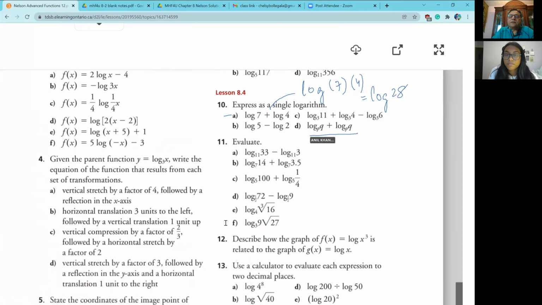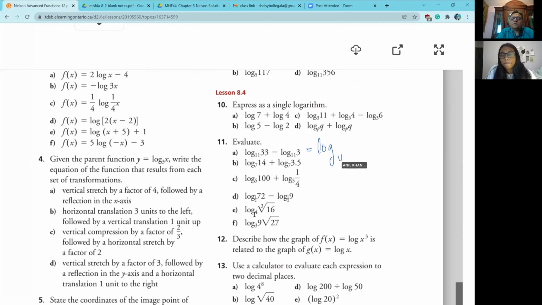Do this. General: log to the base p of q plus log to the base p of q. You'll multiply q and q, so q squared, correct? That's clear. Go to the next question, please. Evaluate. So 33 divided by 3, which is 11, right? So log to the base 11 of 11 is 1.